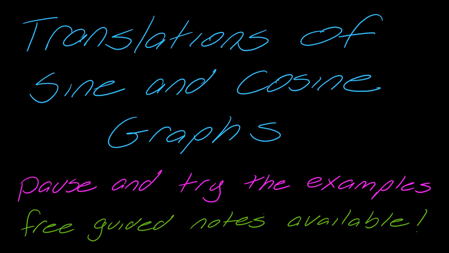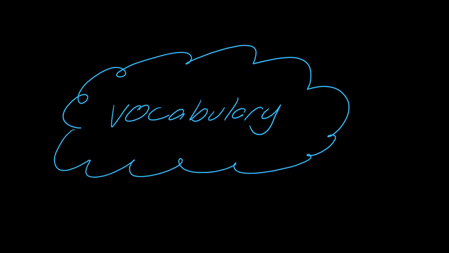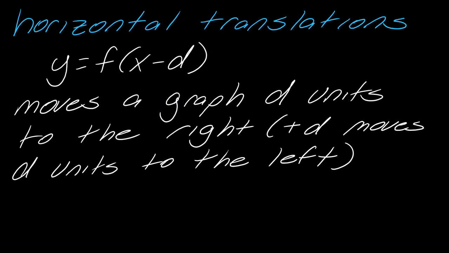Okay, hi. So we're going to talk about translations of sine and cosine graphs. I want to talk about a little bit of vocabulary, and then I want to build up some intuition with this. So, first of all, horizontal translations in general.